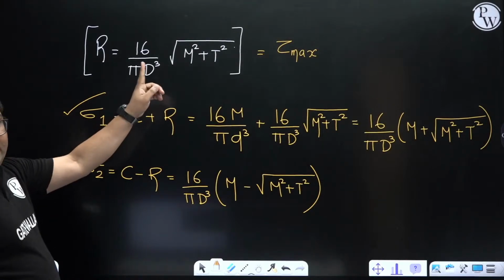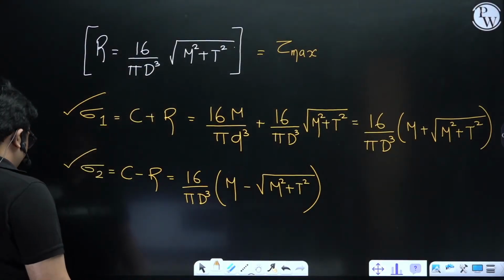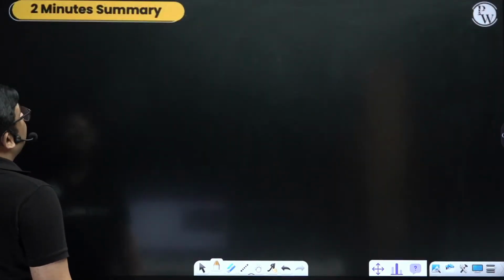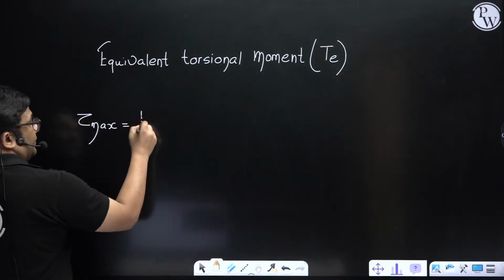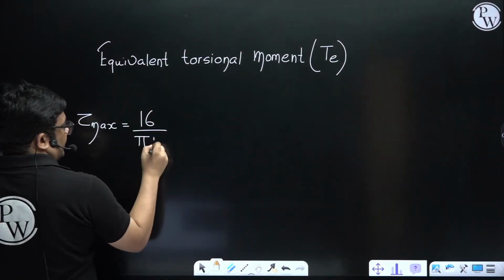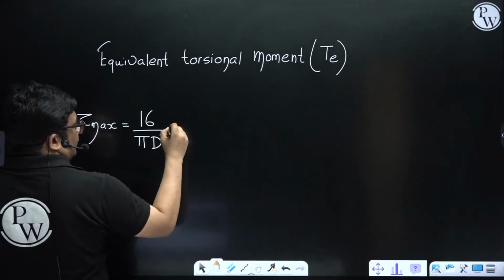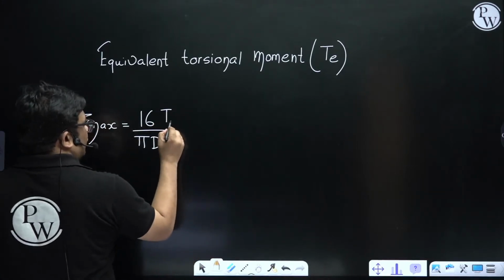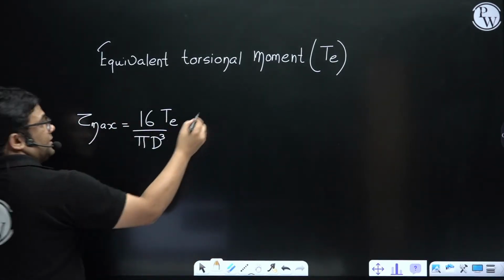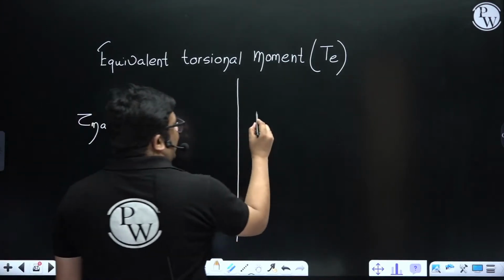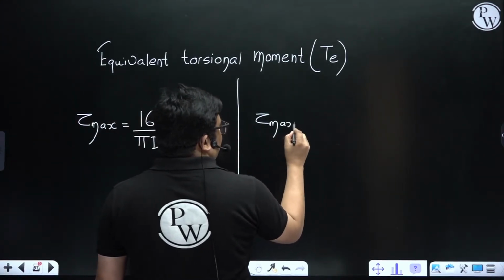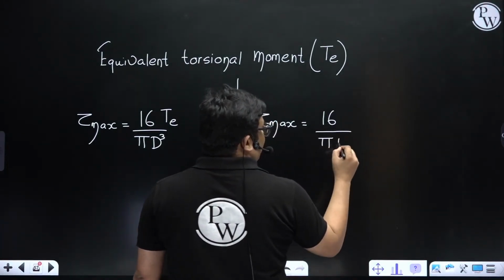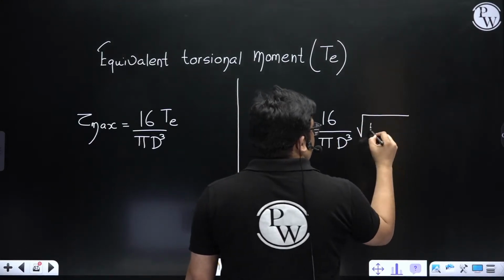In this, only T is applied, so M is 0. So 16 by pi d cube, and then I can say root under M square plus T square, so M is 0, only T, right? So only T is applied. This is the maximum shear stress, and due to the combined effect, it is 16 by pi d cube and then root under M square plus T square.